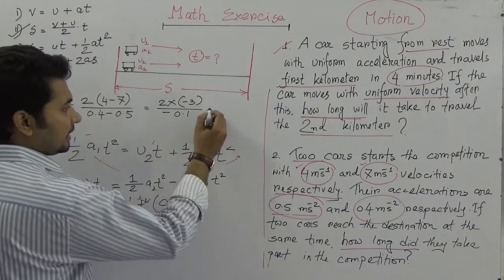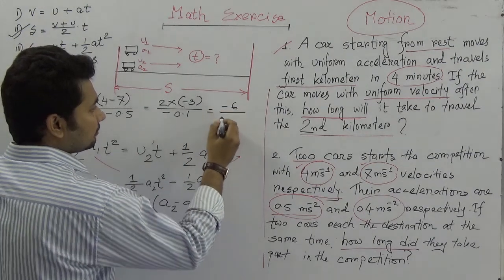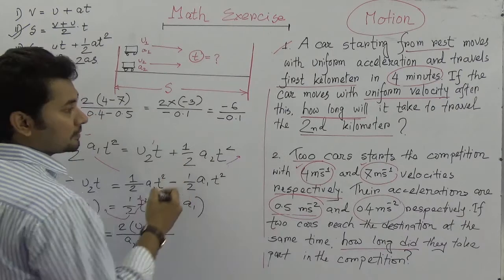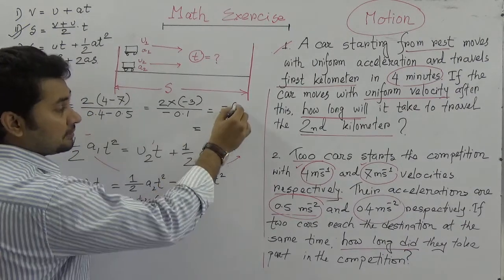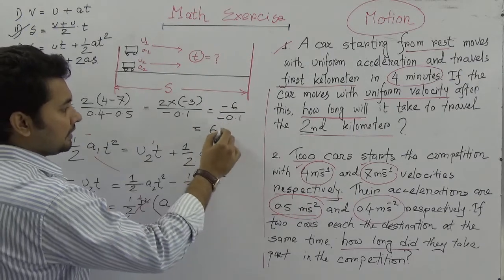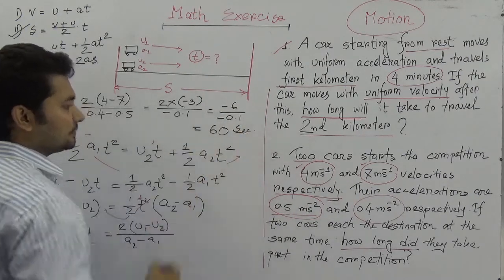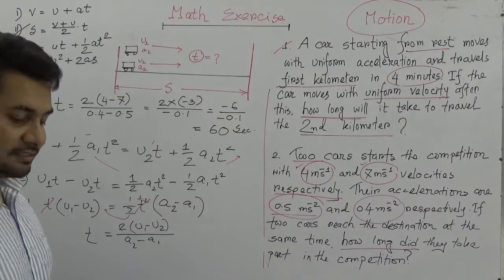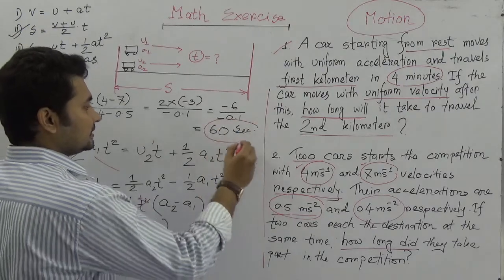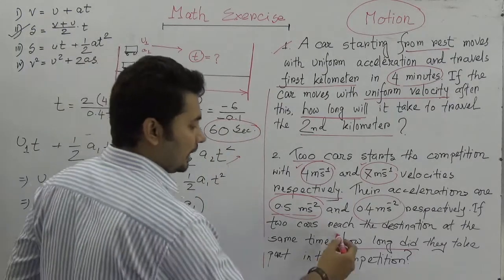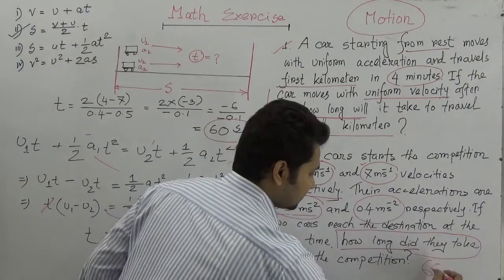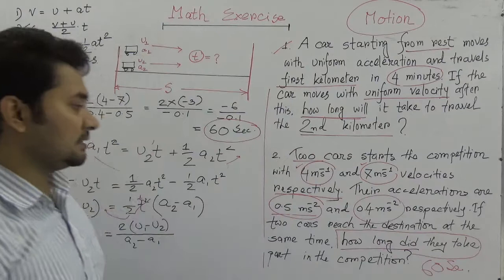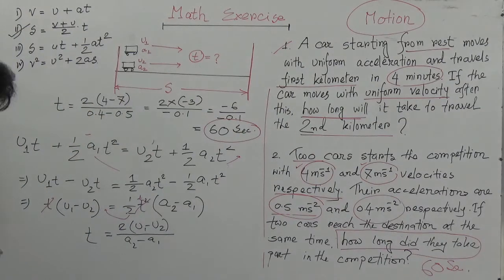So we can have minus 6 over minus 0.1. So we can say that this minus will be removed. If we divide 6 by 0.1, we get 60 seconds. So we have the answer. This 60 seconds is the required time. So how long did they take? They took 60 seconds. So this is the answer of the question.